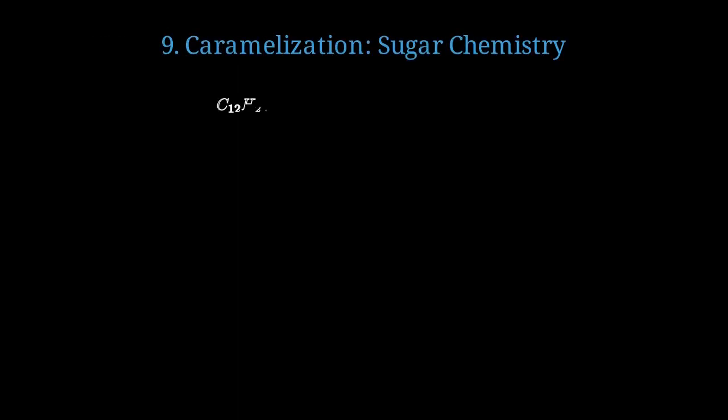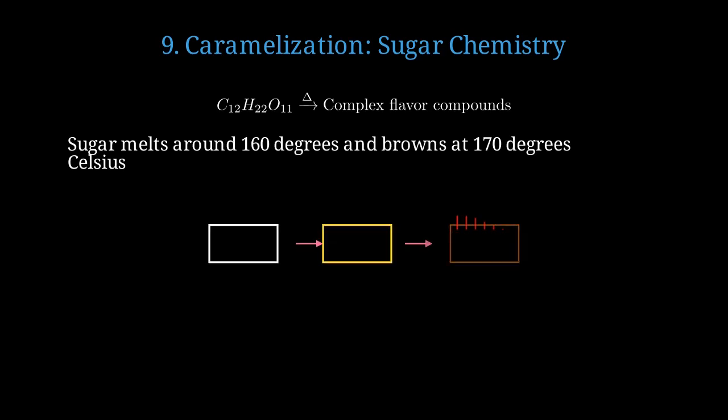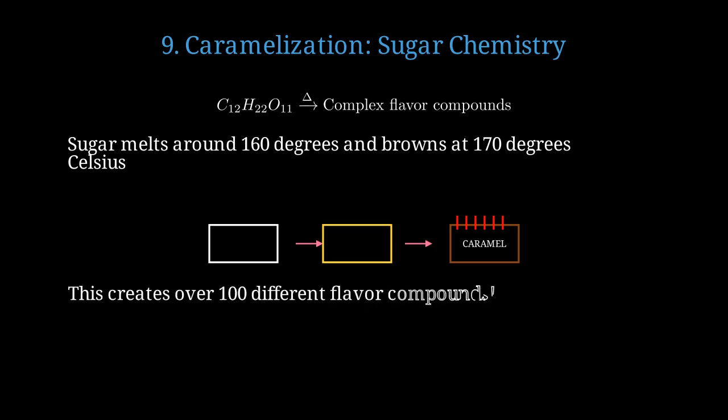Caramelization of sugar. When you heat sucrose, it breaks down into hundreds of complex flavor compounds through thermal decomposition. Table sugar melts around 160 degrees Celsius and begins browning and caramelizing around 170 degrees. White sugar transforms through melting to golden liquid, and finally to rich brown caramel with incredible flavor complexity. Caramelization creates over 100 different flavor compounds, from buttery to nutty to slightly bitter notes.